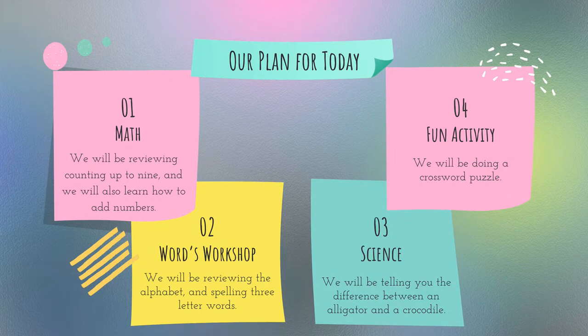Our plan for today. 1. Math. We will be reviewing counting up to 9, and we will also be learning how to add numbers. 2. Words Workshop. We will be reviewing the alphabet and spelling 3-letter words. 3. Science. We will be telling you the difference between an alligator and a crocodile. 4. Fun Activity. We will be doing a crossword puzzle.